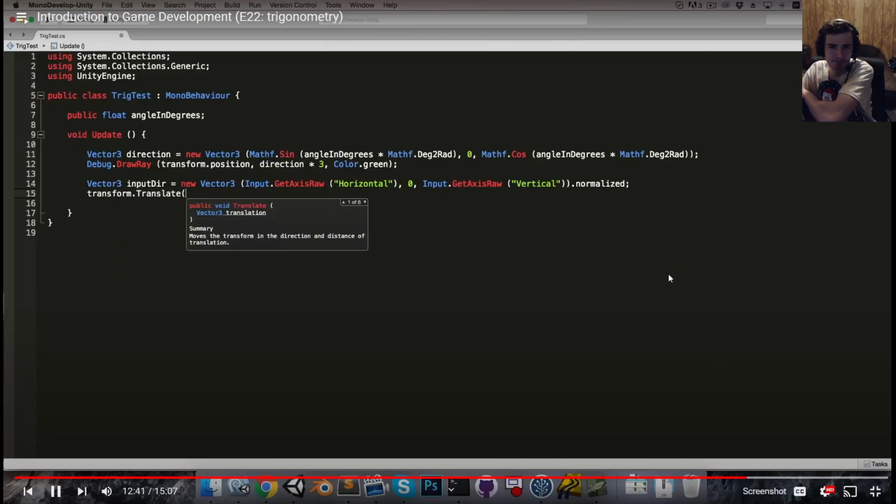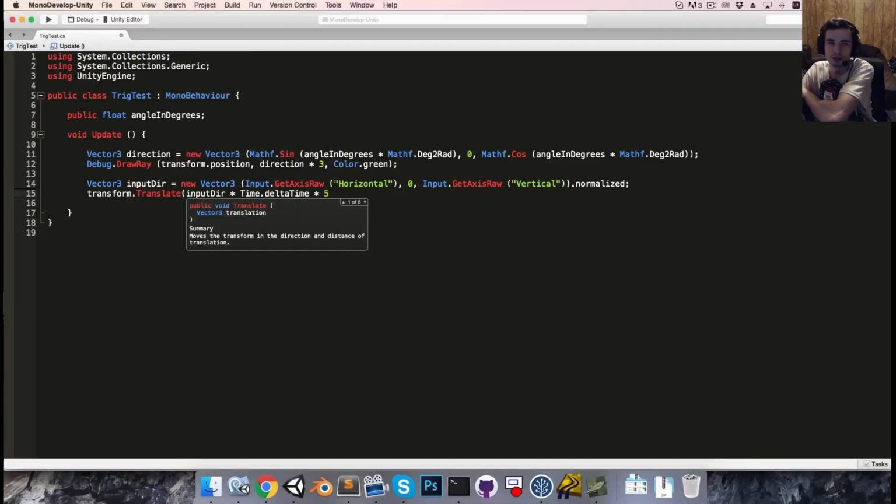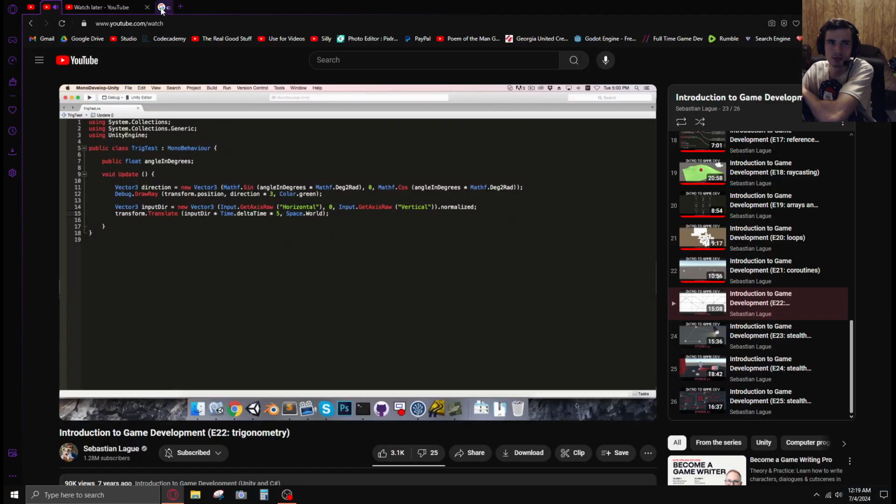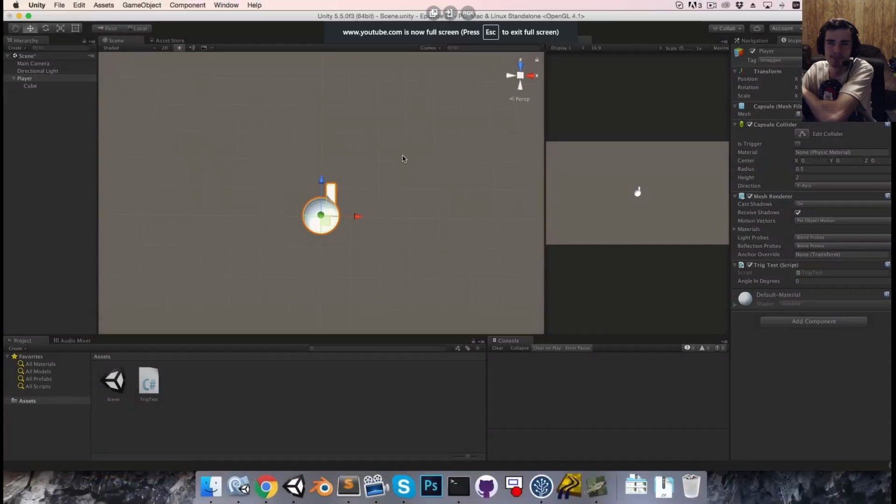Transform.Translate, input direction, multiplied by Time.deltaTime, given a speed of 5, say, and then this should be relative to the world. Okay, so if we try that out, let's press play. You can use the arrow keys now to move the character around.